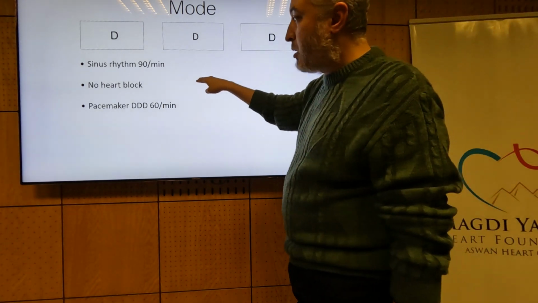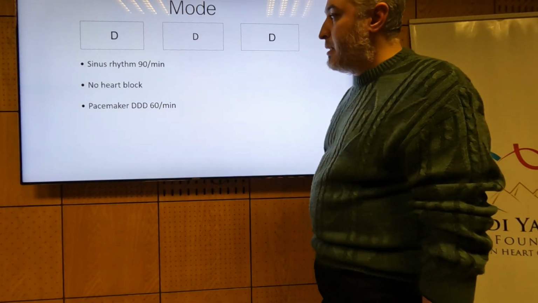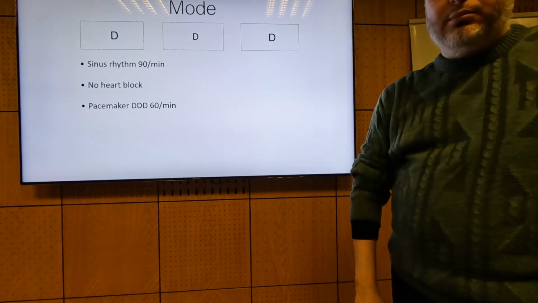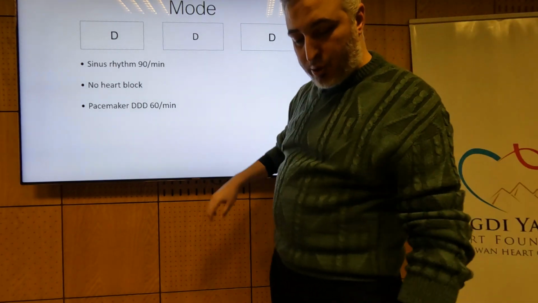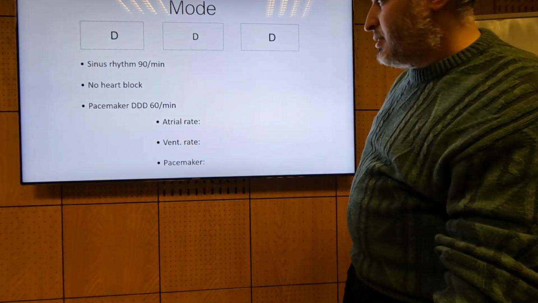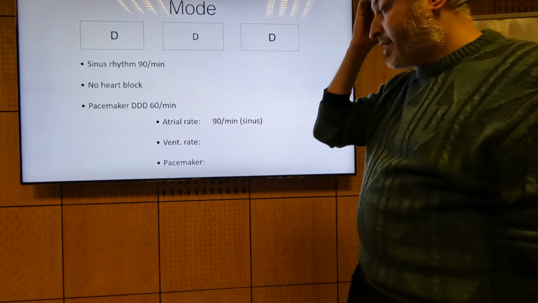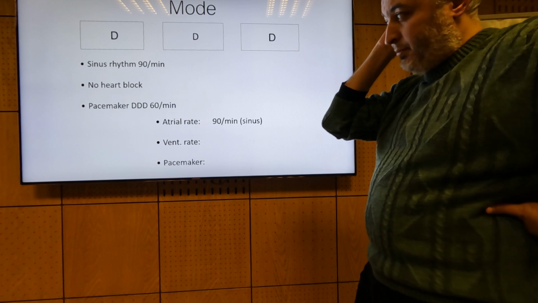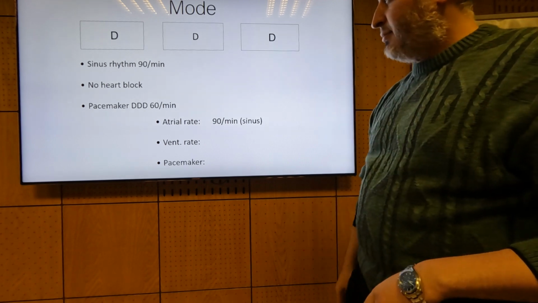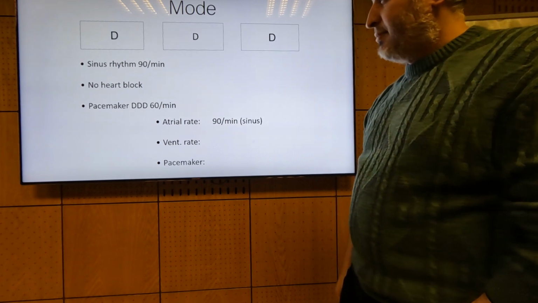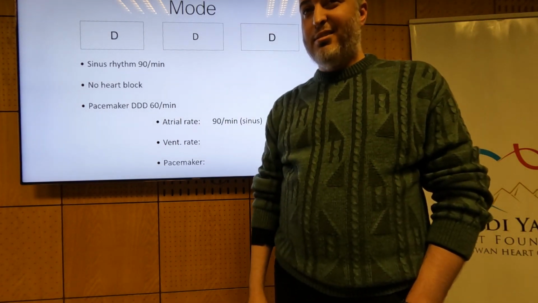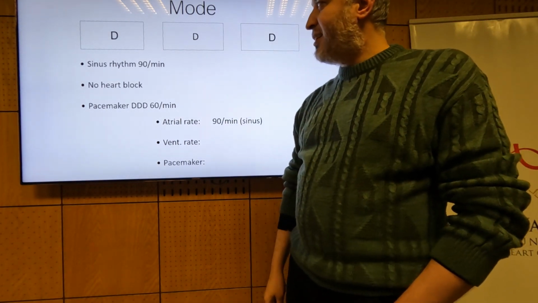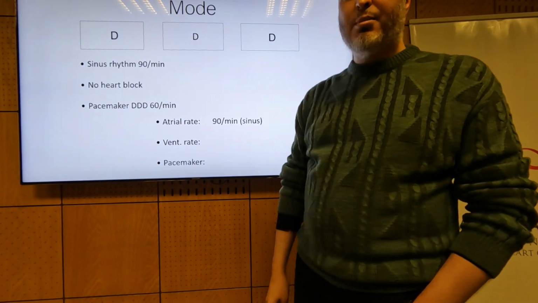Sinus 90, no heart block. DDD 60. Atrial 90. Sinus 90. So the atrial rate is 90 sinus. Ventricular rate is 90, conducted, or paced. Atrial sensing triggers ventricular pacing.